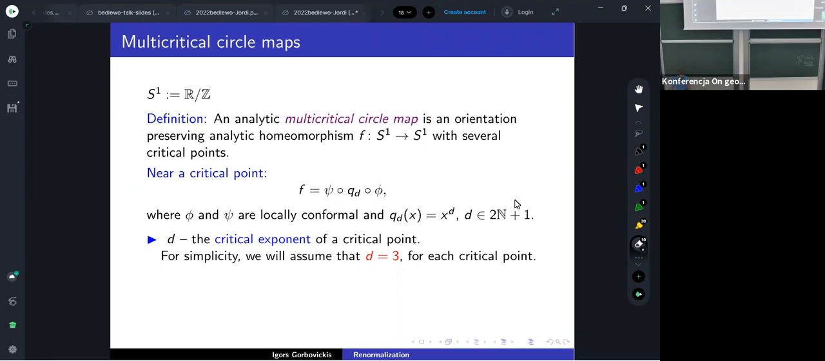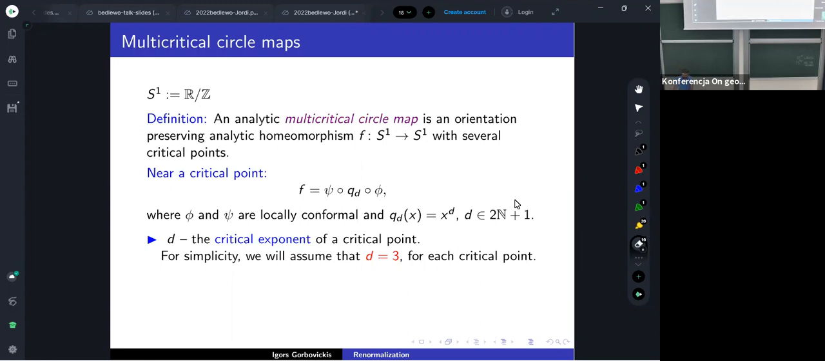For me, the circle will be the affine manifold R mod Z, and a multicritical circle map is, well, first of all, my maps in this talk are going to be analytic. So in particular, I'll be looking at analytic multicritical circle maps, and these are orientation preserving analytic homeomorphisms of the circle that have several critical points.